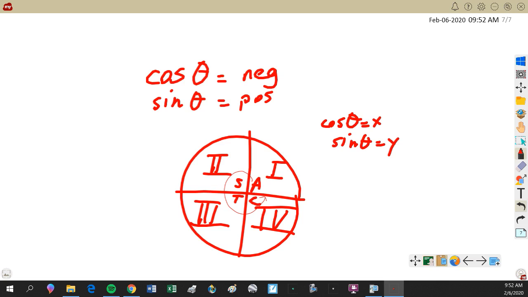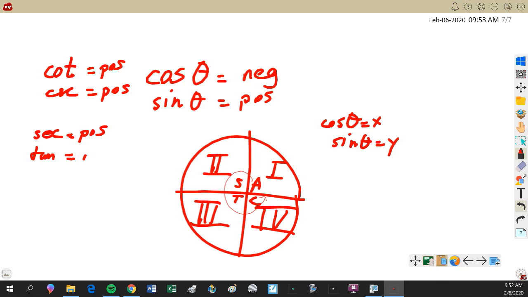So, to answer this question, where is the cosine negative and the sine positive? Would be quadrant 2. Quadrant 2 has cosine negative and sine positive. Okay, so 24 says, where is the cotangent positive and the cosecant positive? That only happens in 1. Yep.